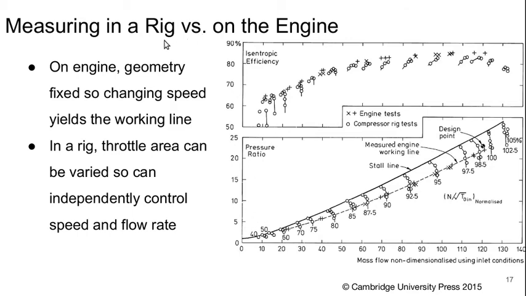So in terms of what's different when we measure in the rig versus on the engine, right? On the engine, the geometry is fixed, so changing speed just yields the working line. But in a rig, we can independently vary the throttle area as well as the speed, so we can get these lines of constant speed at different rotational speeds. So we essentially can independently control the speed and the flow rate.